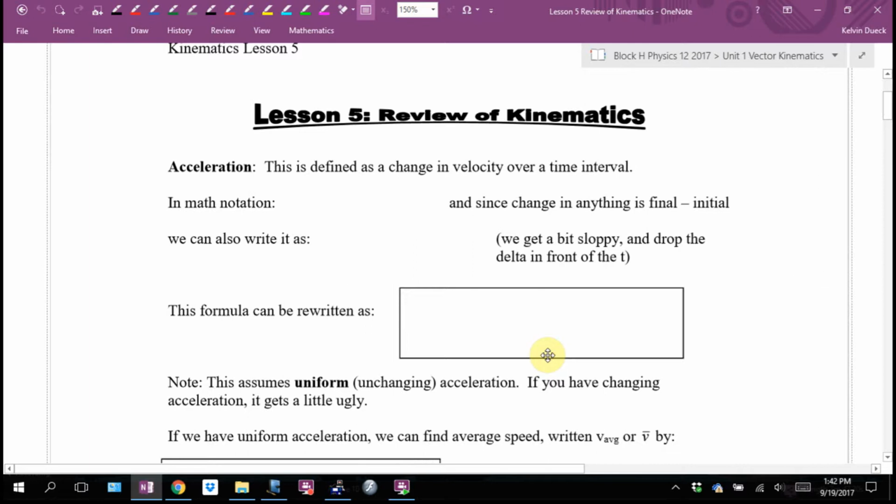Nate, we started out last year, I defined acceleration, and I defined it as a change in velocity over a given time. In math notation, I wrote A equals delta V over delta T. Good yawn, Nate. Good to see you're thrilled with this.